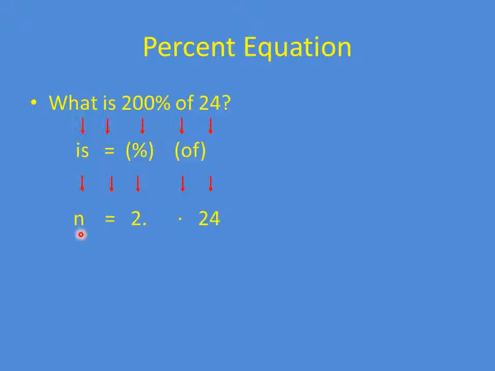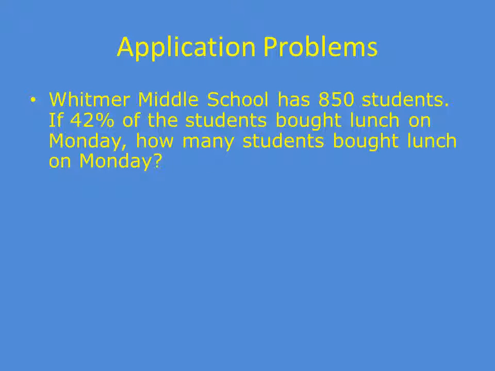I have my variable here, my equal sign, my percentage changed to a decimal, and then I have my of, or my whole number that I'm finding the percentage of. So this time I'm going to take 24 times 2, which happens to be 48. So 200% of 24 is 48. Let's try an application word problem.